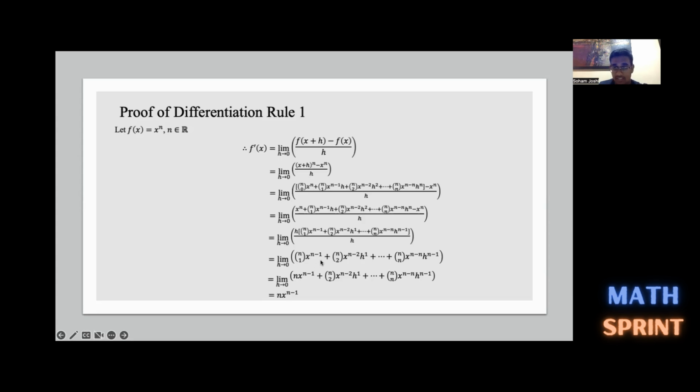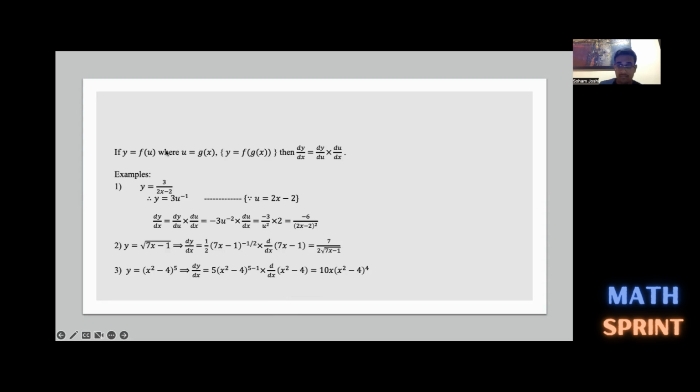So further simplifying all of these terms in the expansion, you now have to plug in h equal to 0 into this whole thing. And finally, you're left with n times x to the power of n minus 1. And this is the derivative function for f of x is equal to x to the power of n.